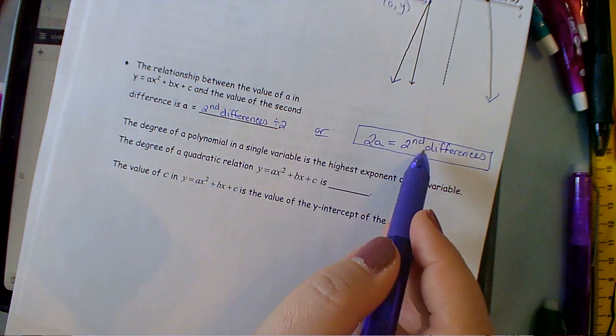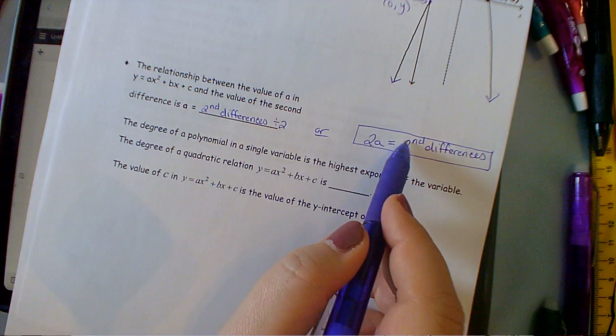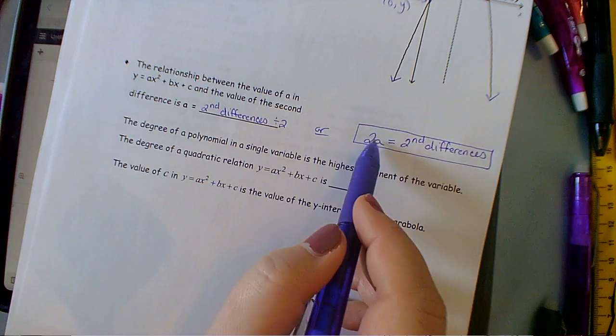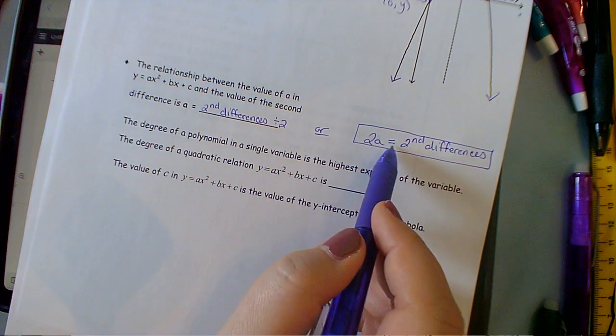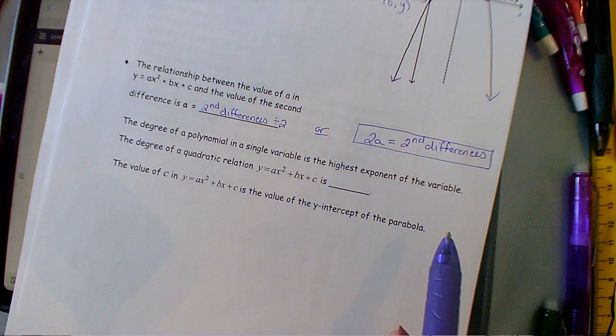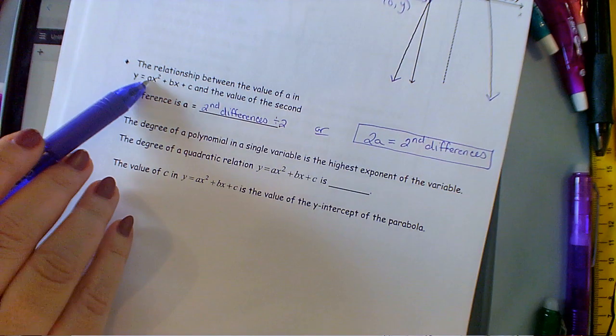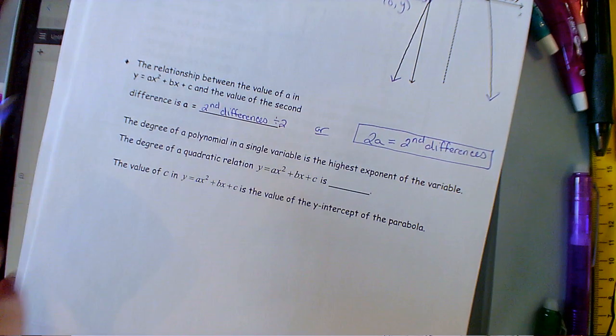So if the second differences are 6, you're going to put 6 here. 2a equals 6, that means a equals 6 divided by 2. The a value must be 3. So you know there was a 3 at the front of that equation. Okay.